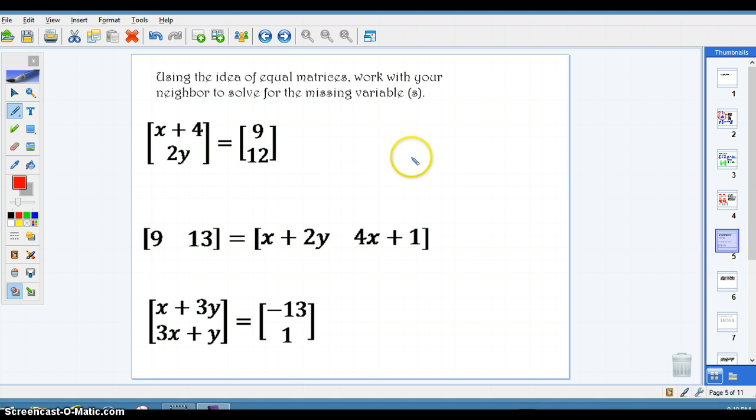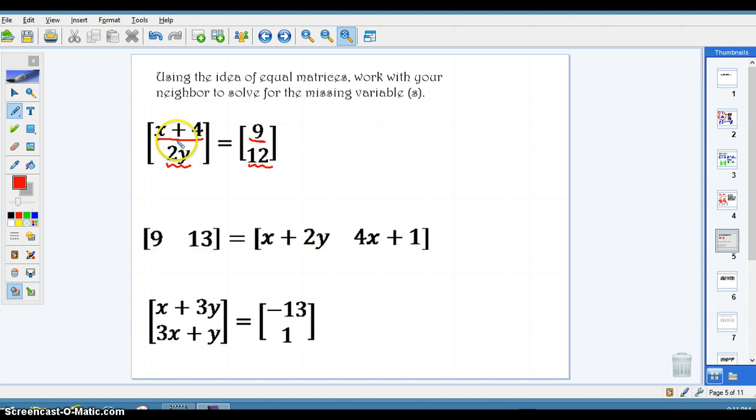Using the idea of equal matrices, work with your neighbor next to you to see if you can figure out the missing pieces. Solve for x and solve for y. But keep in mind that this piece right here is one cell. The x plus 4 takes up one cell, and this is one cell. 2y is one cell, and 12 is one cell. That might help you a little bit. I'll give you a couple of minutes to work with the partner either across from you or right next to you.